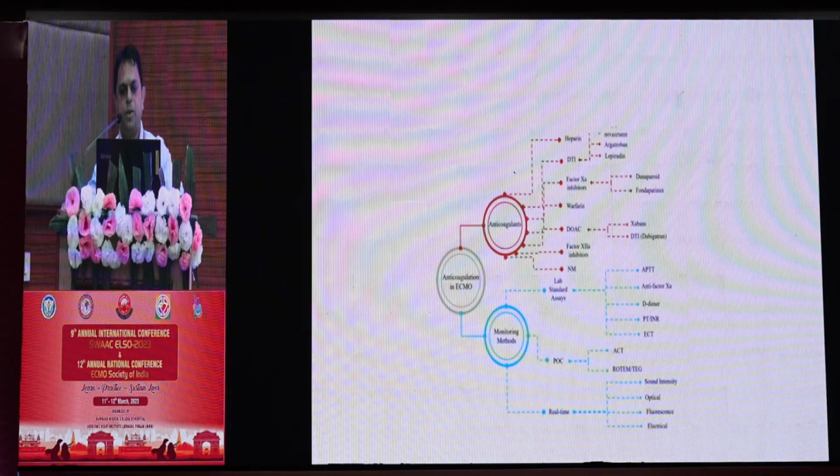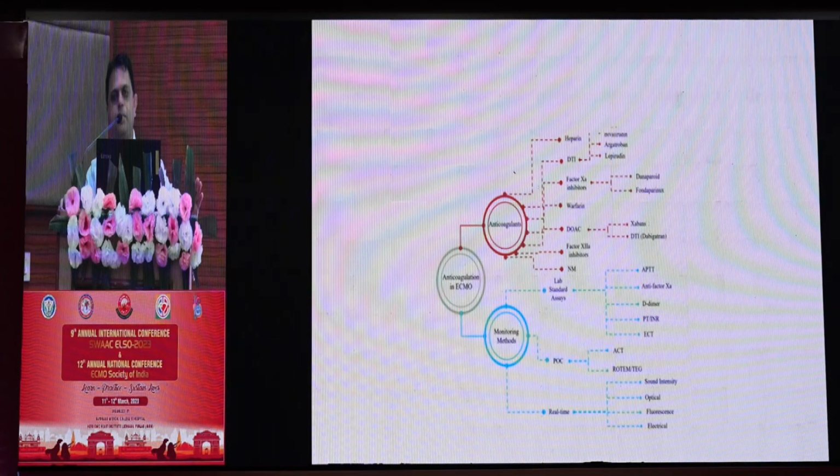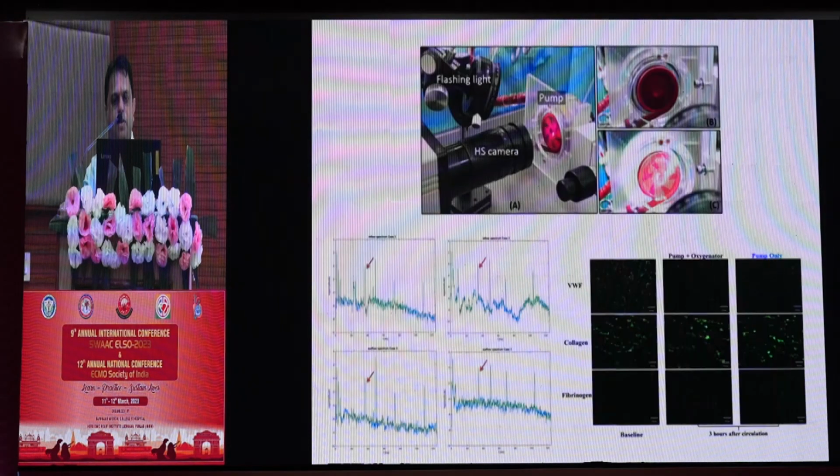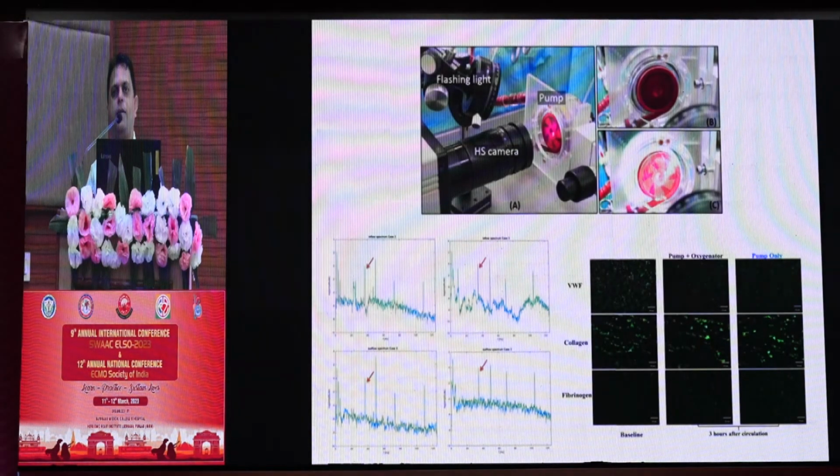Now, anticoagulation: if you look at the bottom half, you would have the monitoring methods. What we ideally need is a real-time method, but these are all fancy and costly, and are only in research institutes. But people have tried, when they wanted to study the ECMO circuit per se. They have utilized optical devices, fluorescence devices, and sound frequencies. This is what people are trying to achieve.